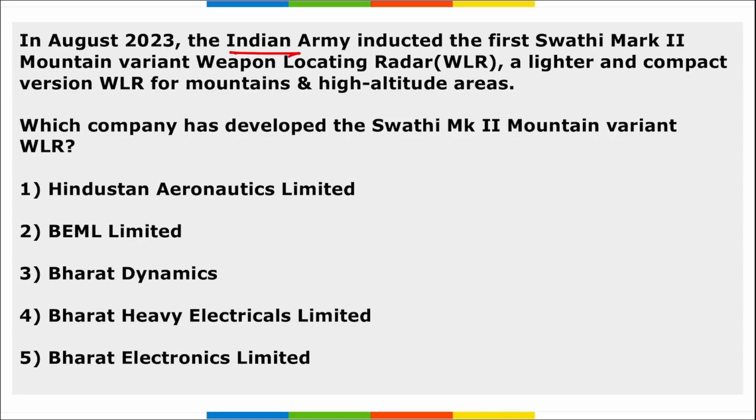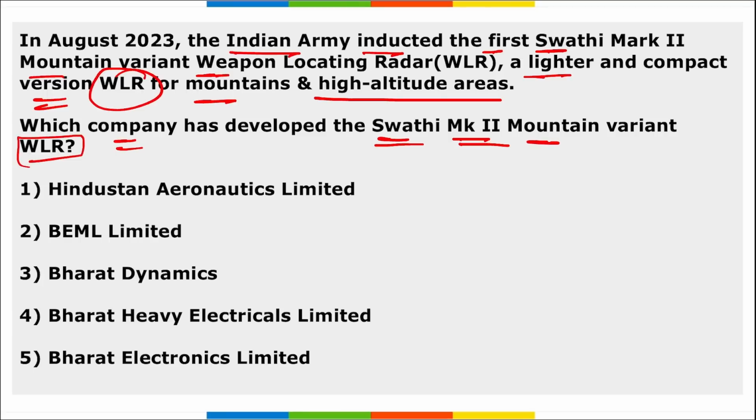Next, Indian Army inducted the first Swathi Mark II mountain variant weapon locating radar, that is a lighter and a compact version of W, that is weapon locating radar for mountains and high altitude areas. So which company has developed this Swathi Mark II mountain variant weapon locating radar? So it was developed by whom? It was developed by Bharat Electronics Limited, right? And it is the first Swathi Mark II mountain variant weapon locating radar, right? Developed by Bharat Electronics Limited.